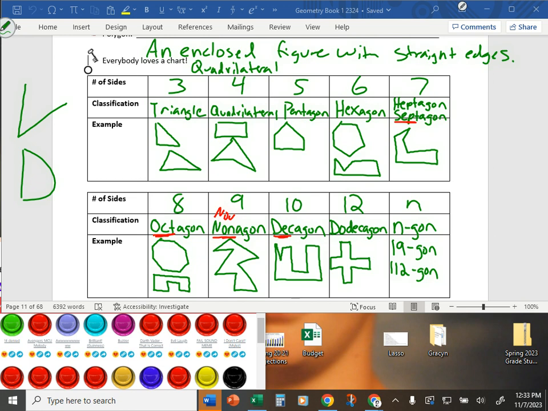No, on a test, if I asked you to classify this, you have to use the most specific name. So you cannot put a 3-gon or a 5-gon or a 7-gon. Would a 19-gon be fine? Technically, yes, but I will not accept it.